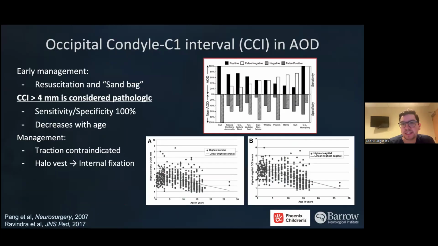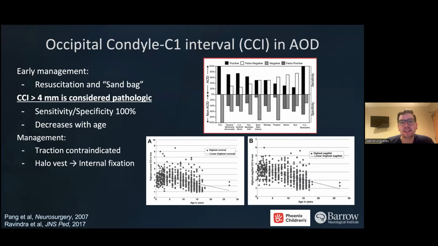So I mentioned the CCI, and we'll go into it a little bit more in depth here because it's pretty important relative to the other markers we looked at, as far as giving us some insight as to whether this patient has AOD. Again, for patients with this, you want to resuscitate, and this term sandbag is often used to stabilize the craniovertebral junction in patients suspected of having AOD.